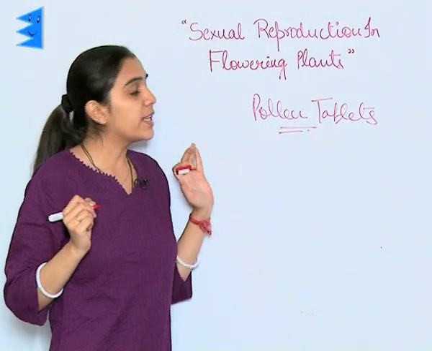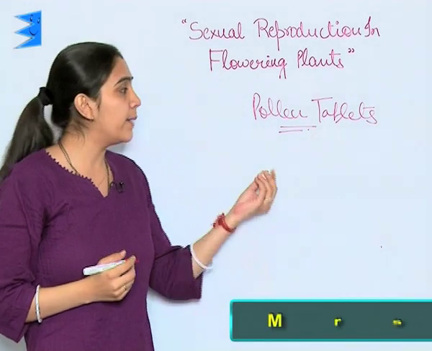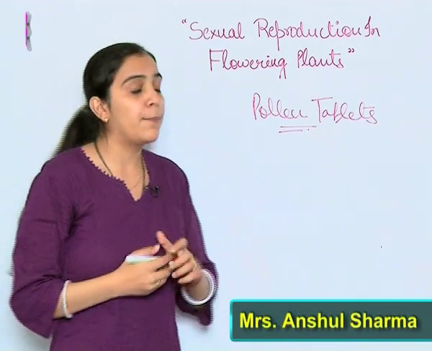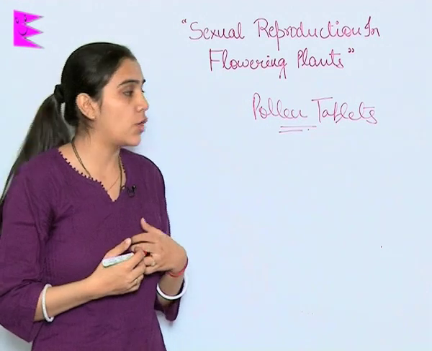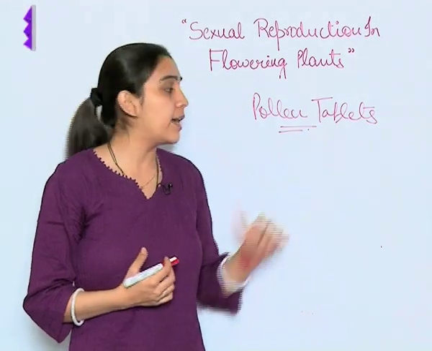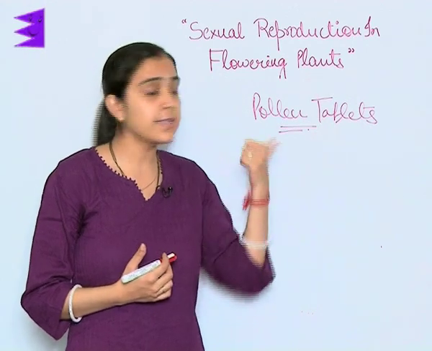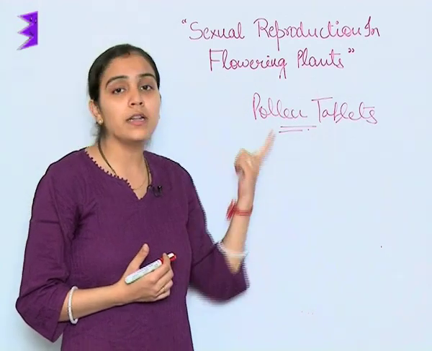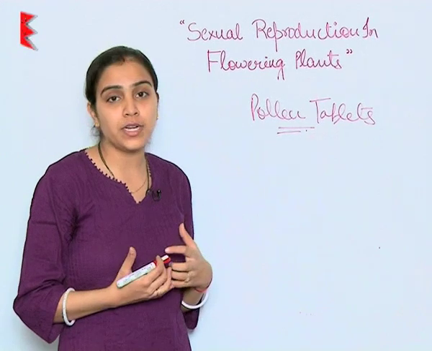Now, what is the viability of a pollen grain? Viability of a pollen grain means a pollen grain is shed and then distributed, and further it is to reach the stamen, that is the anther, from where it will reach the ovary and will lead to fertilization.